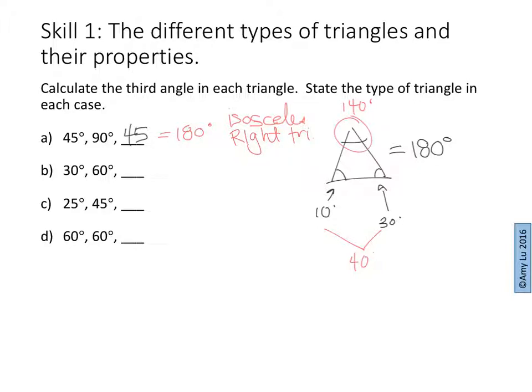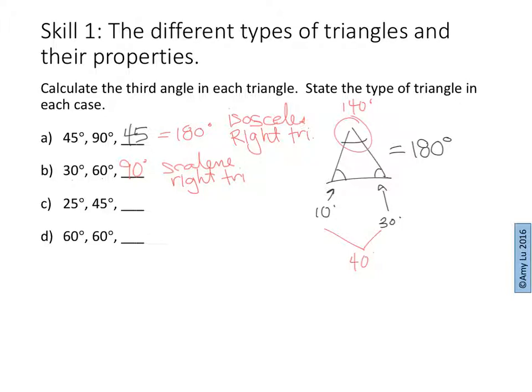In the second problem, B, 30 plus 60 plus 90 will make 180 degrees. All the angles are different, so this makes it a scalene. But also because it has a 90-degree angle, it's special. It is also a right triangle. So this triangle is scalene and right. Not all triangles will have two special qualities to it, but these first two happen to.